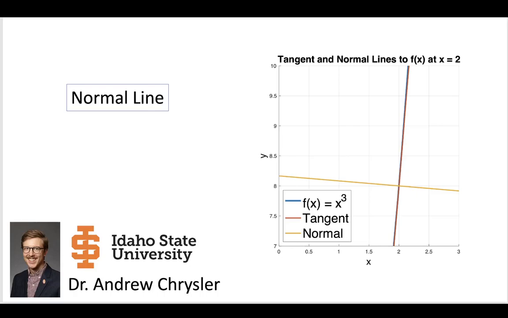So in the last video, we found a tangent line. So how about finding a normal line? If the tangent line is tangent at a point x = 2, let's find a normal line that's normal going through x = 2. And we're going to use that same function, x cubed. And we'll take a look at the graphics at the end.